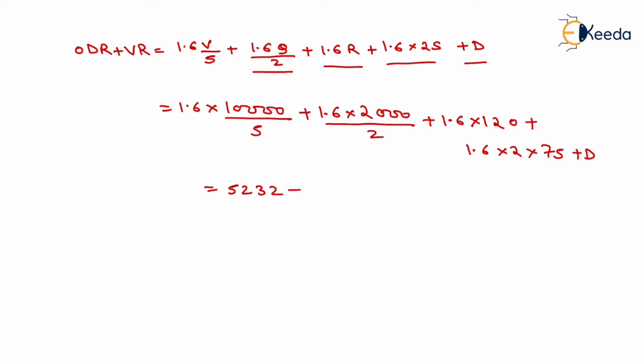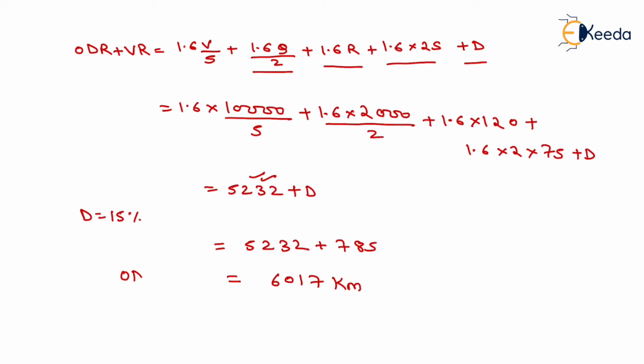Now after solving this we will get the total value as 5232 plus d. The value of D is generally 15% of this value which is calculated here. So 15% of 5232 is 785. On adding both the values, we will get 6017 kilometer. That will be the length of other district road plus village road.